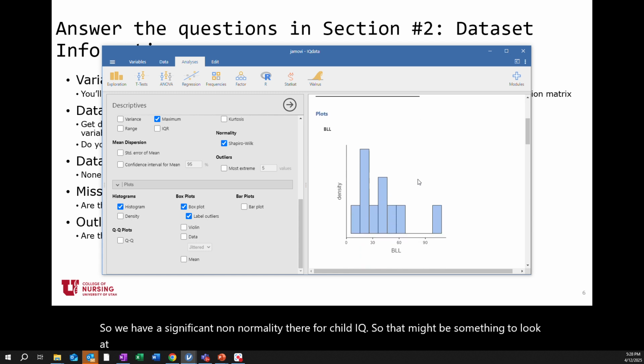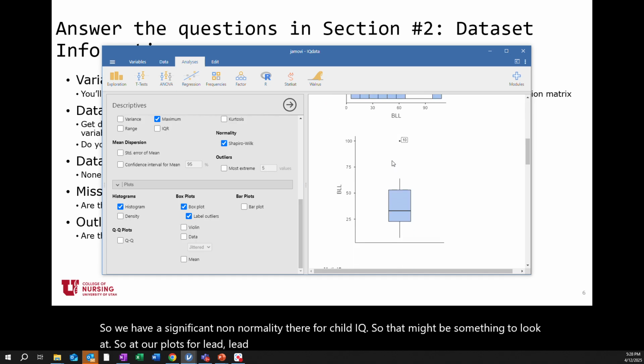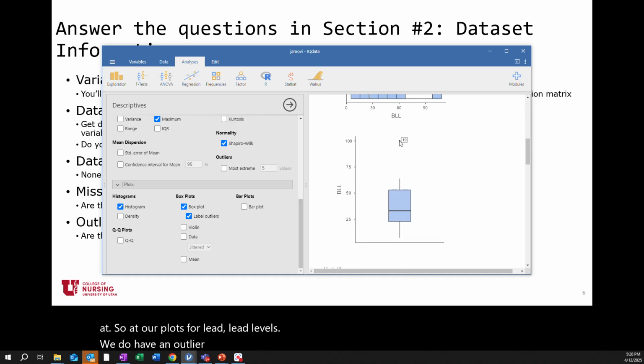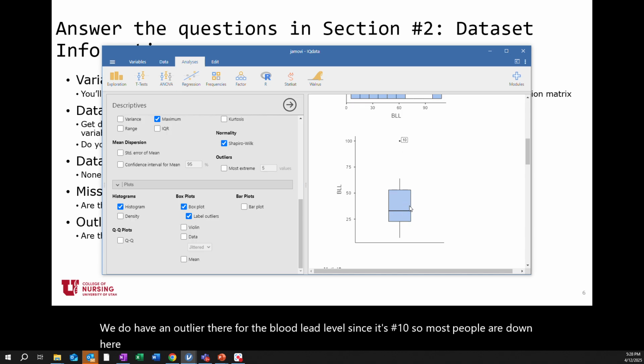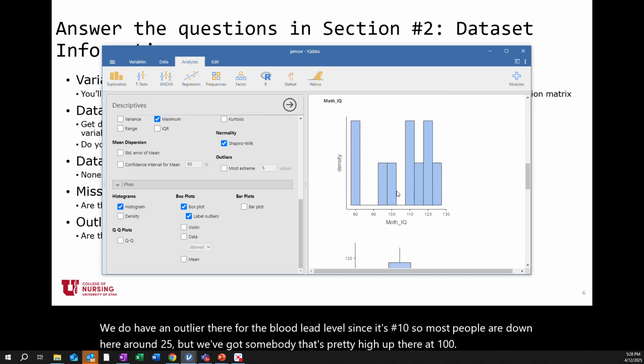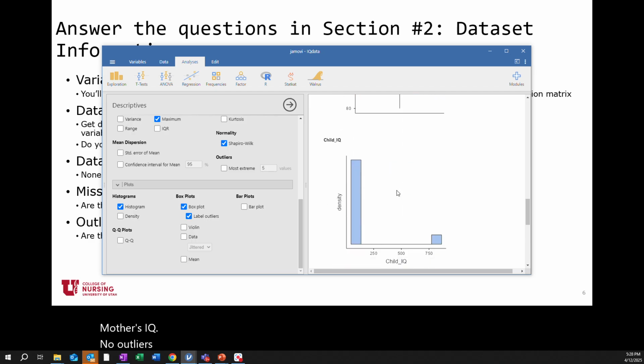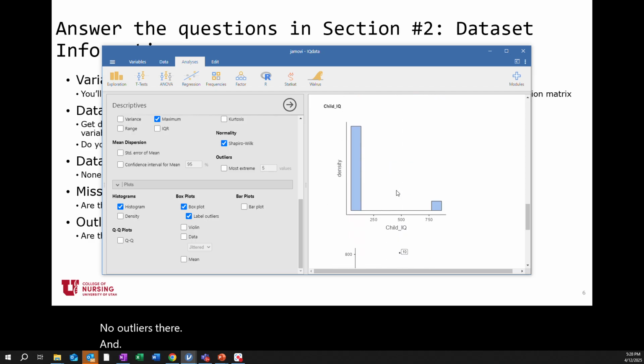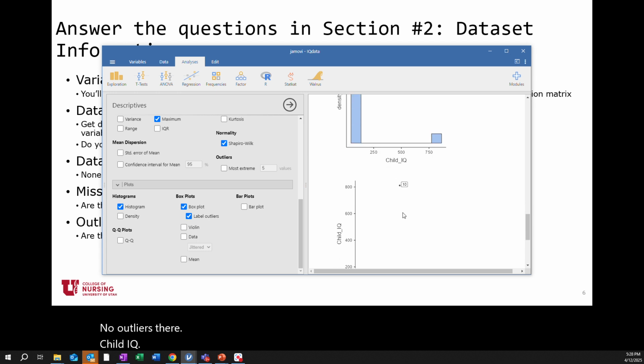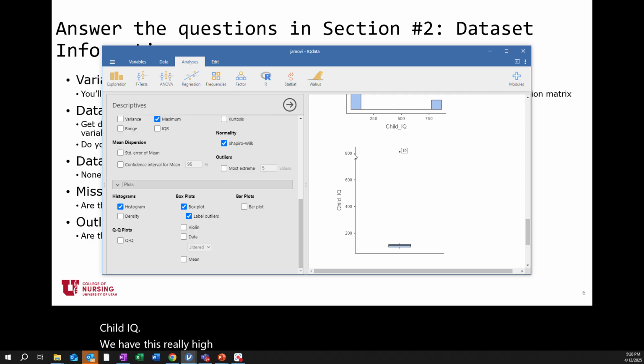Looking at our plots for blood lead levels, we do have an outlier there for the blood lead level. It says it's number 10, so most people are down here around 25, but we've got somebody that's pretty high up there at 100. Mother's IQ, no outliers there. And child IQ, we have this really high value up here.